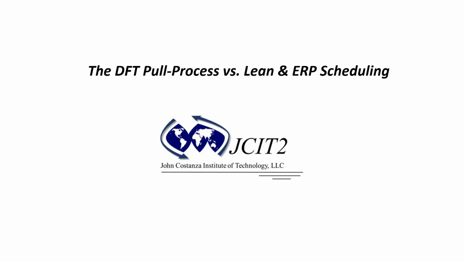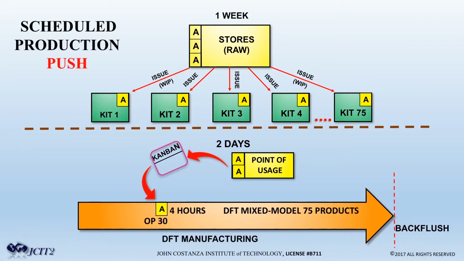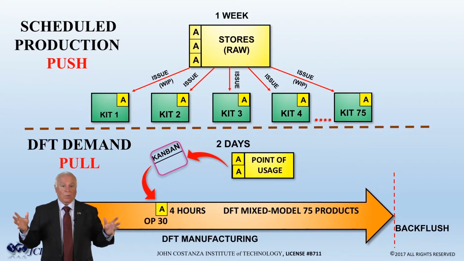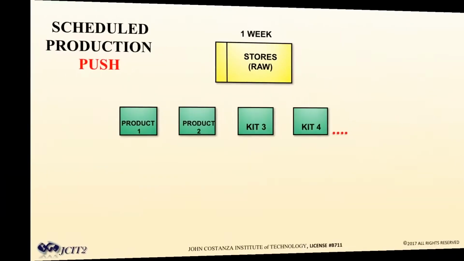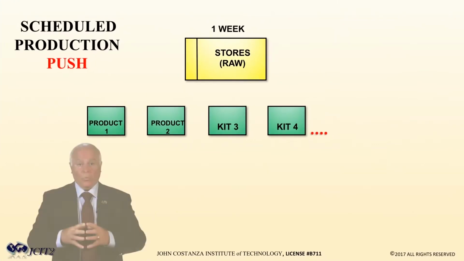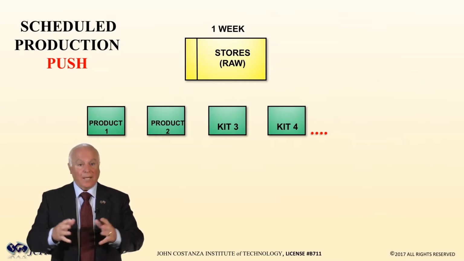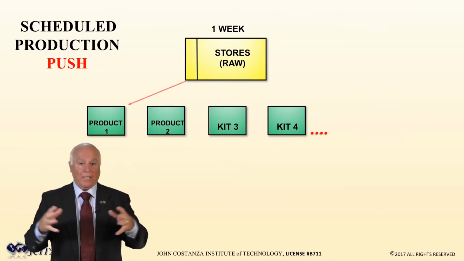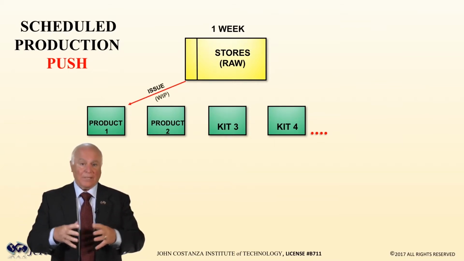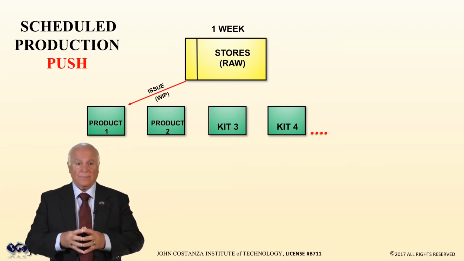Let's overview and compare scheduling or push production to a demand pull methodology. Let's look at why it is so important to implement pull systems when we go to a flow production process. In schedule-based production, we would have work orders or schedules to drive production. Based upon the schedules, we would then issue material to build assemblies or products.